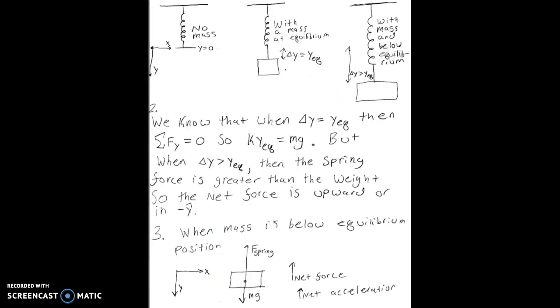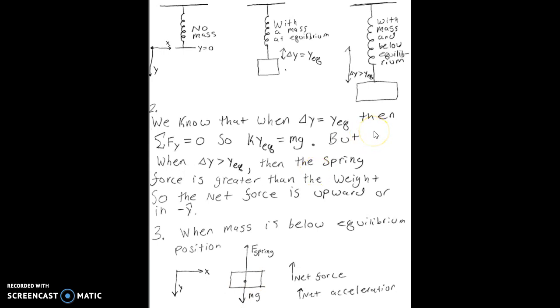So again, I drew the same two pictures on the left with no mass, with a mass but the system at equilibrium, and then with a mass but below equilibrium. So when it's below equilibrium, the displacement in y from the position when there's no mass is more than the displacement that it would be at equilibrium. So this means that the spring force right here is going to be more than mg. So the net force is going to go upward, and so is the net acceleration.